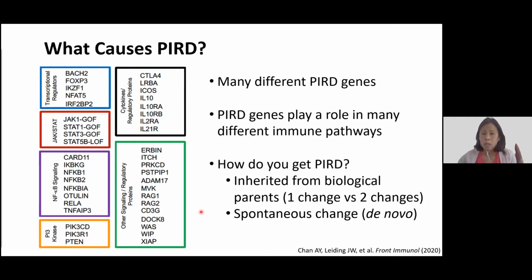Some of these PIRD patients actually arise from a spontaneous change, meaning that neither of their biological parents had the change, it just happened spontaneously. And so these are called de novo changes. And this can also happen in patients with PIRD. So now we'll go through different examples of PIRD disorders.